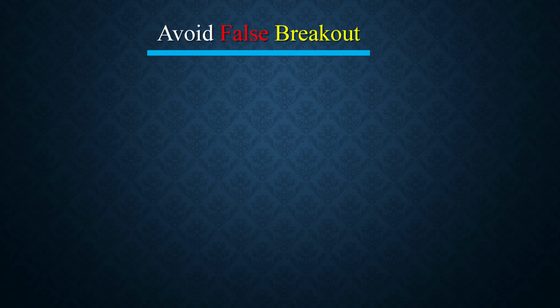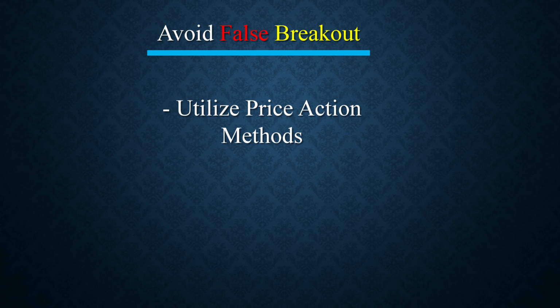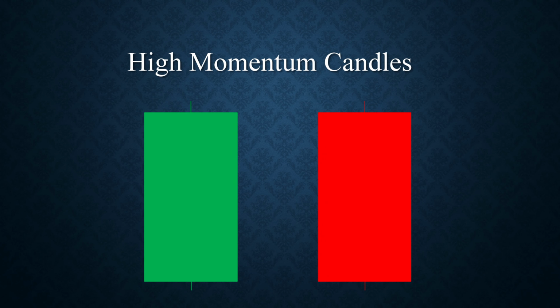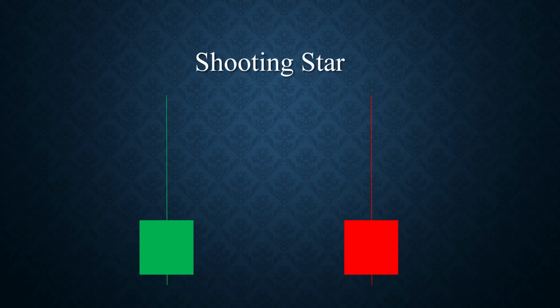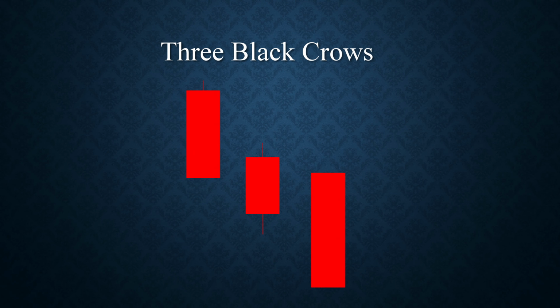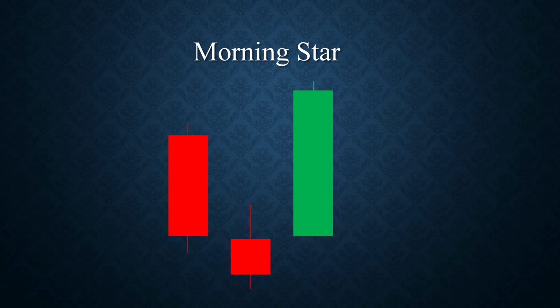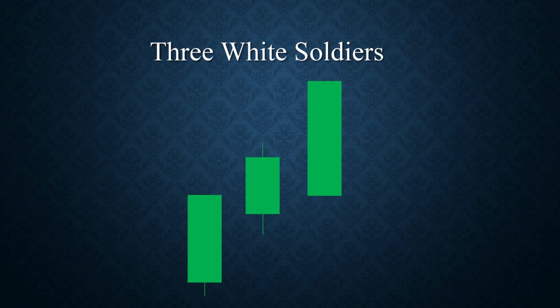The first technique to avoid a false breakout is to learn price action methods and search for high momentum candles and strong patterns like shooting stars and three black crows for a bearish downtrend, and also morning star and three white soldiers for a bullish uptrend. If you know about these candlestick patterns, you can easily predict the next move of the market. Additionally, I brought you several instances to digest the breakout concept completely.